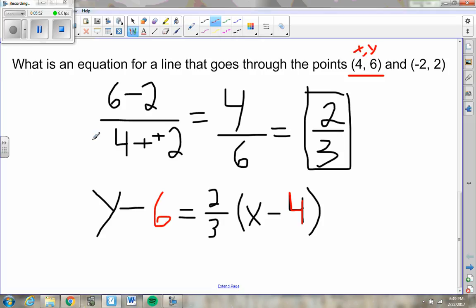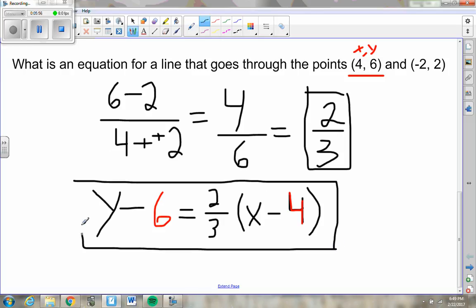Okay? So this right here would be my final answer for an equation. I don't have to do any work at all. I can simply say, there you go, y minus 6 equals 2/3 parentheses x minus 4. I'm done with my equation. It has a starting point and a slope, and I'm done.